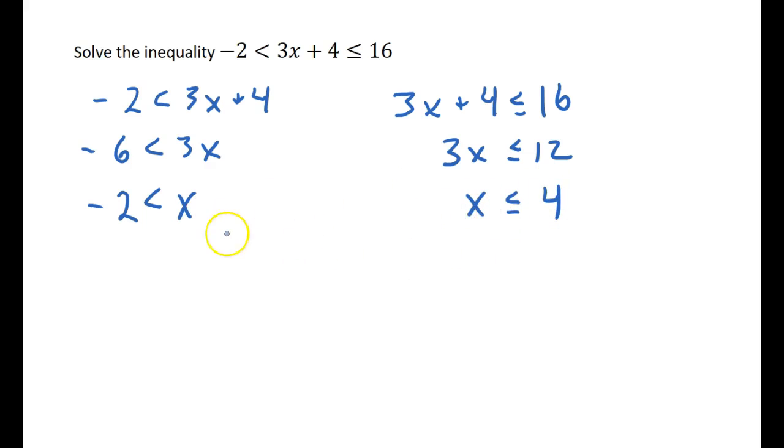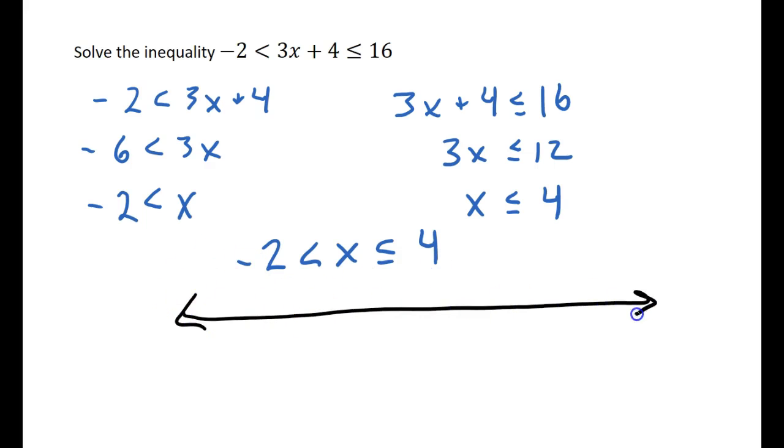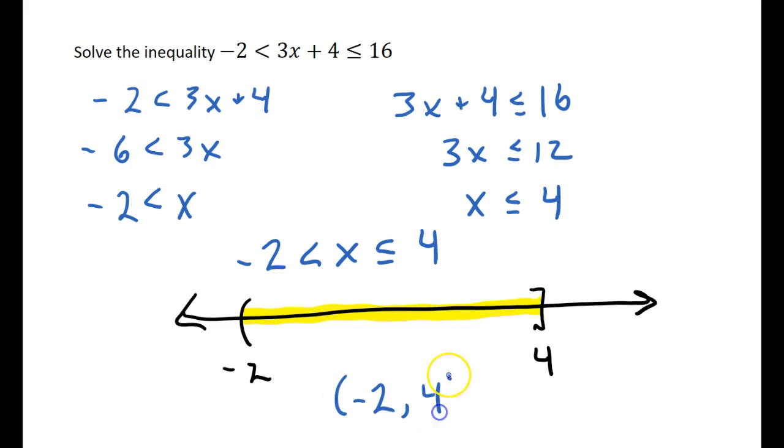Okay, so now let's put it all together. This says that x is greater than -2 and x is less than or equal to 4. So that means -2 less than x less than or equal to 4. On our number line, parentheses at -2, bracket at 4, shade everything in between. Interval notation, -2 to 4 with a bracket at 4.